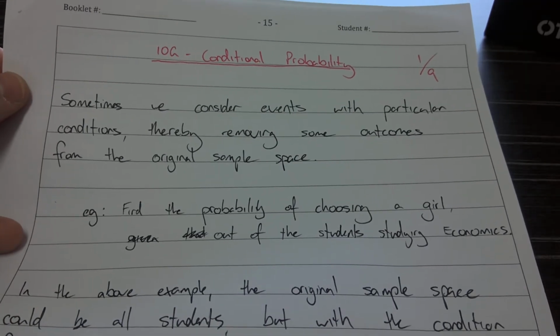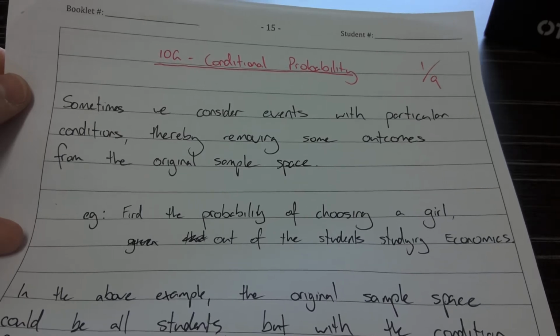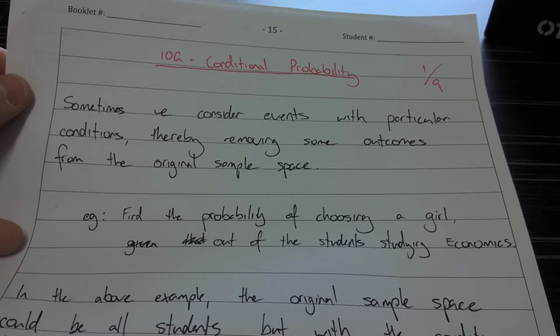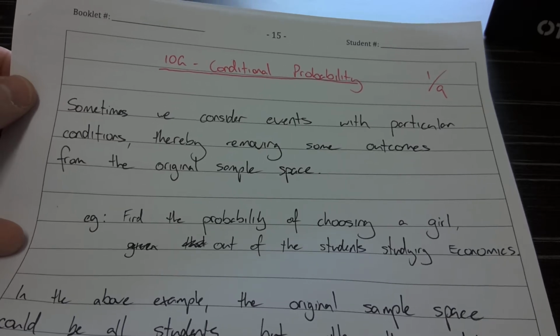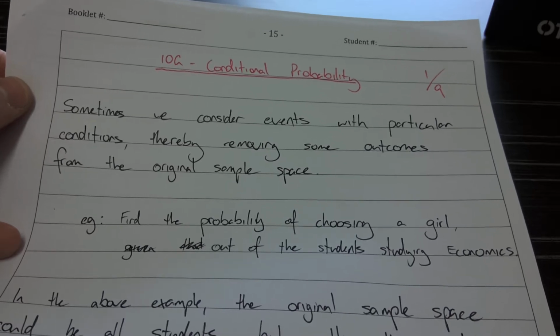So our sample space has 52 elements in it, so the cardinality is 52. But a condition could be, knowing that it's a red card. And now instead of thinking about the 52 cards, we're now limiting it to 26 cards.